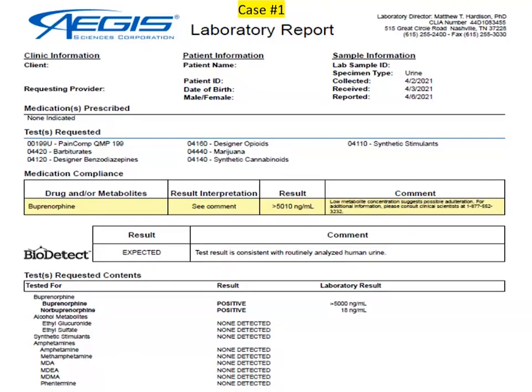And if you look a little farther down at the actual concentrations of buprenorphine and the metabolite norbuprenorphine, you see that the buprenorphine is greater than 5,000 nanograms per milliliter. That's actually above the upper limit of quantification of the assay. And then the norbuprenorphine is at 18 nanograms per milliliter.